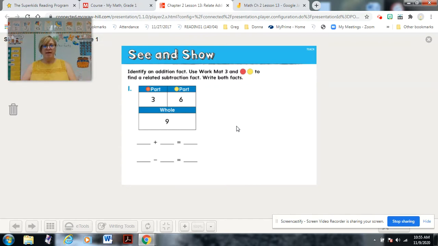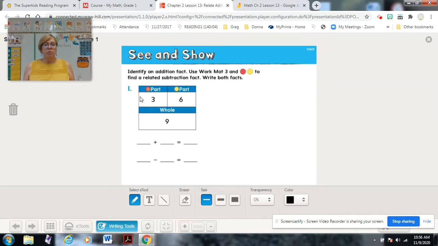Now, pause and get your math mat out and your counters. All right. Ready? Here's what they want us to do in this See and Show. They would like us to use the work mat, which is right here, and the counters to find a related subtraction fact. So here's the addition fact. Now, with the addition fact, we always start with the parts, right? Because remember, when you put two parts together, you get the whole. All right, so with your pencil, we can just take the first part and the second part.